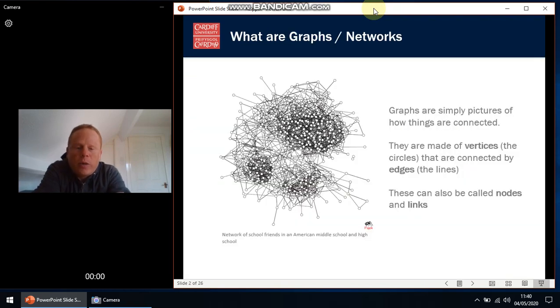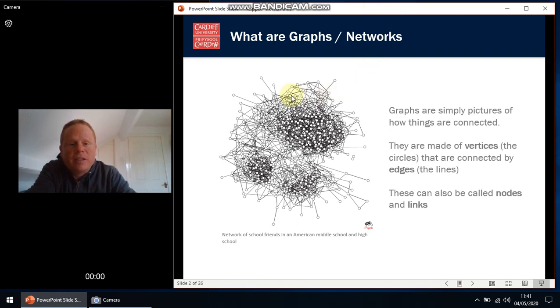So networks are mathematical objects that we encounter in many walks of life. They're very simple to understand. They're basically diagrams, if you like, of entities that are connected in some way. So things like social networks, road maps, chemical bonds, and things like that.